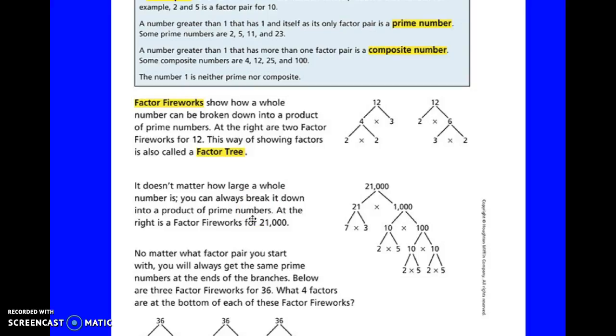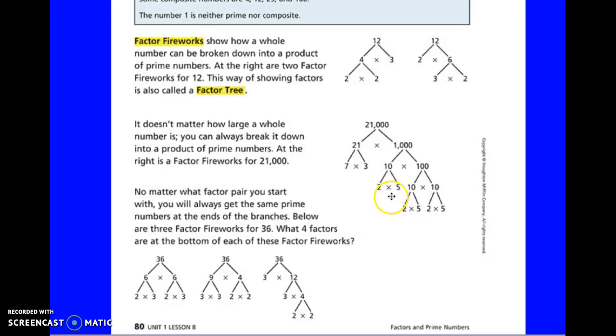At the right is a factor firework for 21,000. So you look here, and they said, okay, I'll do 21 times 1,000. Then what goes into 21? Well, 7 and 3. And nothing goes into 7 and 3, so those both are prime numbers. And then for 1,000, they did 10 and 100.